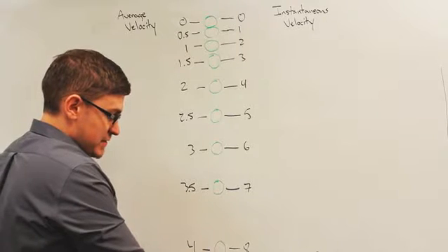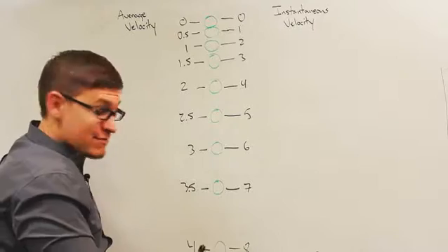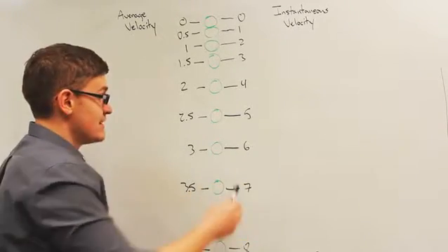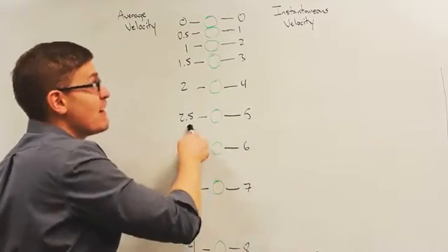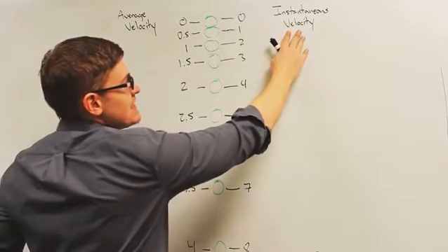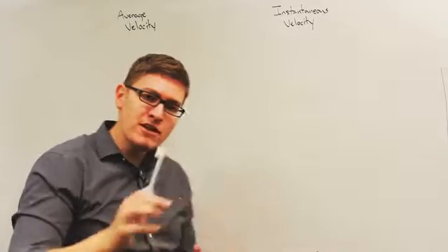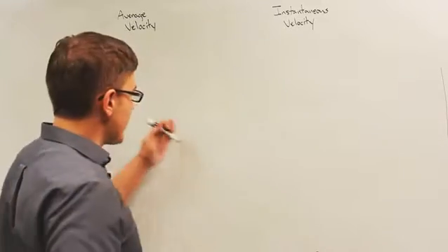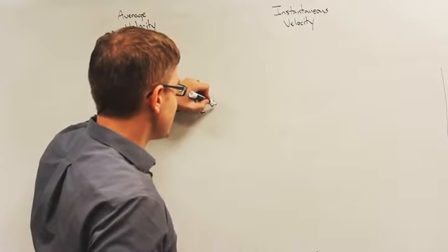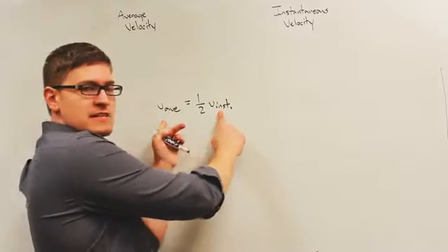Notice the relationship between instantaneous and average velocity: it goes from 8 to 4, cut in half. Goes from 7 to 3.5, cut in half. 6 to 3, cut in half. 5 to 2.5. All of them are cut in half. So this means there's a relationship between instantaneous velocity and average velocity. As it turns out, whenever an object is accelerating at a constant rate, average velocity is also equal to 1/2 of its instantaneous velocity. So this gives us a way to figure out average velocity if we're given instantaneous velocity.